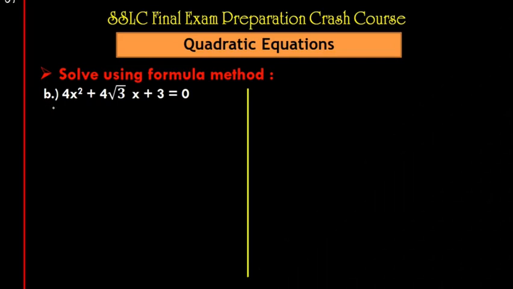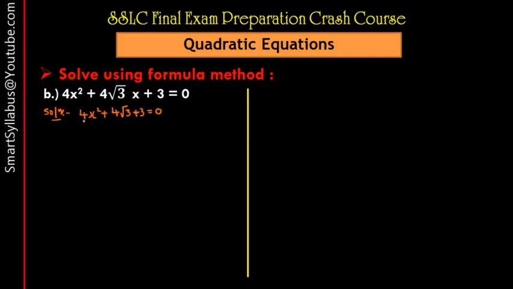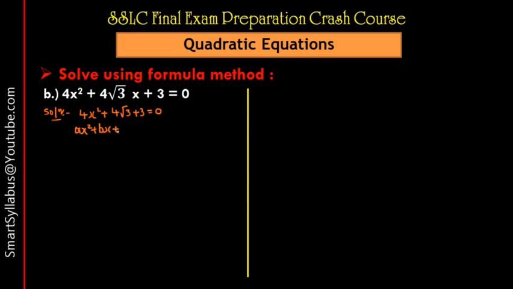So students, now the second numerical, that is 4x square plus 4 root 3 x plus 3, that's equal to 0. Okay, now the solution part. First write the given equation. It's 4x square plus 4 root 3 x plus 3, that's equal to 0. As you know, we have to compare this with the standard form of the quadratic equation, that is ax square plus bx plus c, that's equal to 0. Now extract the values of a, b, c.